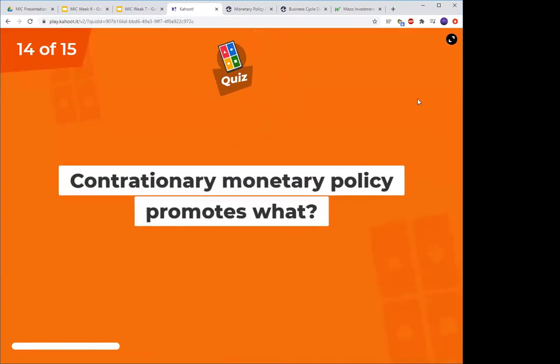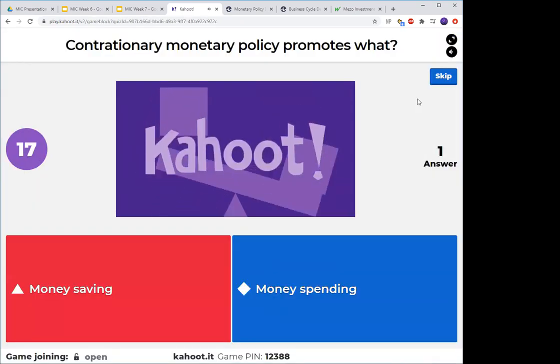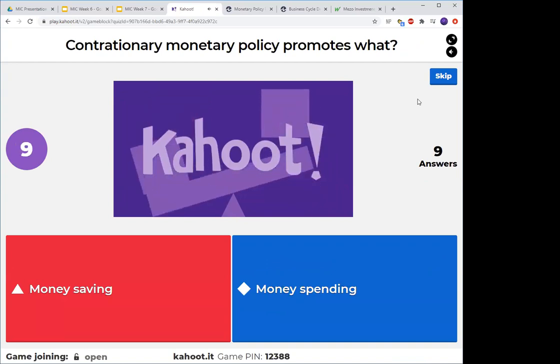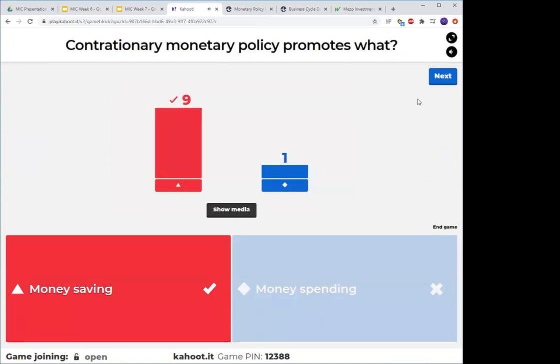All right, question 14. Contractionary monetary policy promotes what? And this is something I talked about earlier. All right, good. Yeah, most of y'all got it. Contractionary monetary policy promotes money saving. So with contractionary monetary policy, are interest rates going to be raised or lowered? Can someone answer in the chat? Yes, exactly. Interest rates are going to be raised.